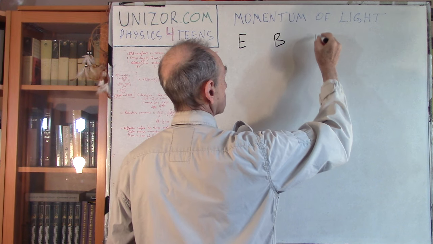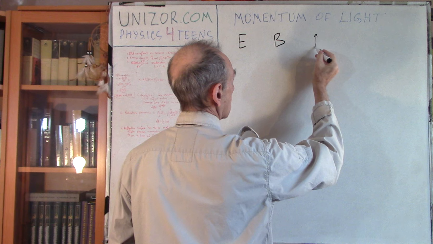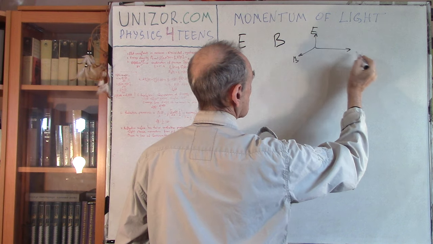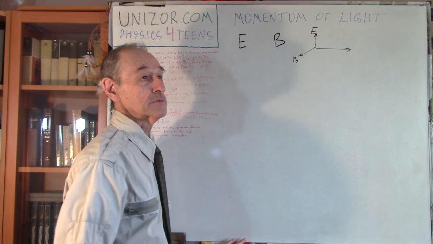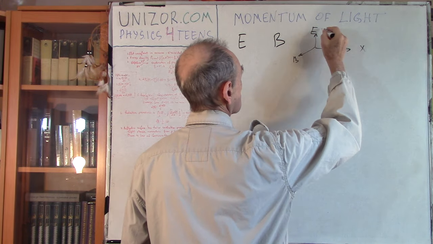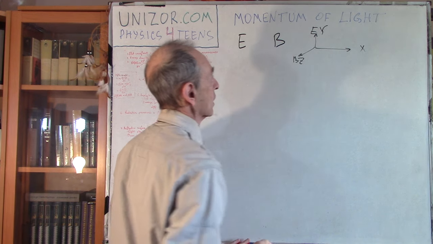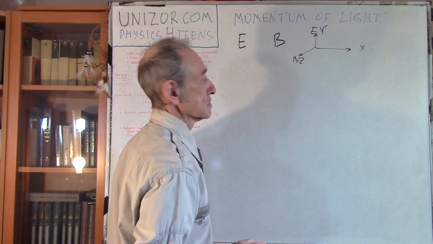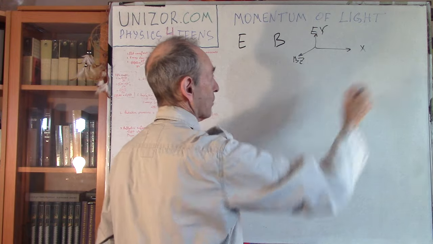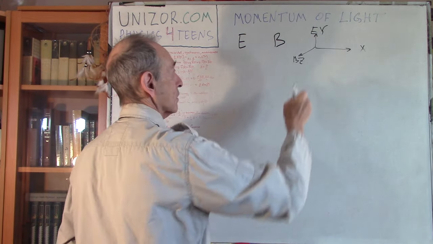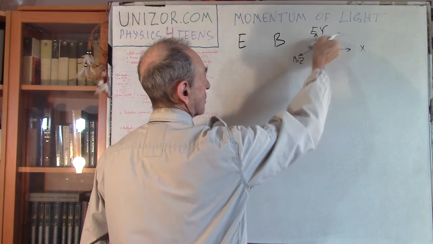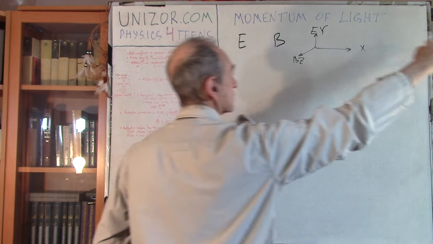Let's assume that the electrical component goes this way, the magnetic component is perpendicular to it, and the direction of propagation of electromagnetic waves is perpendicular to both. So let's say this is the X, this is Y, and this is Z. My electric component goes along Y, my magnetic component along Z, and propagation along the X-axis. So the electric component is oscillating this way, the magnetic component is oscillating this way, and the waves are going this way.